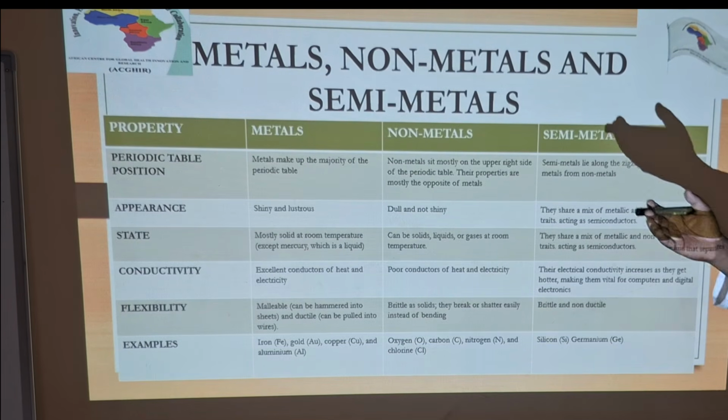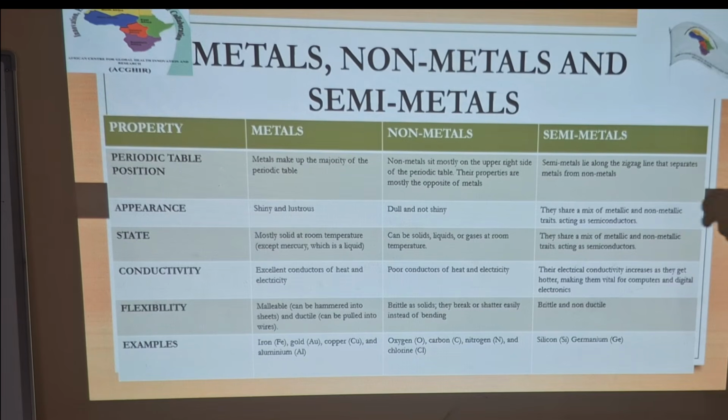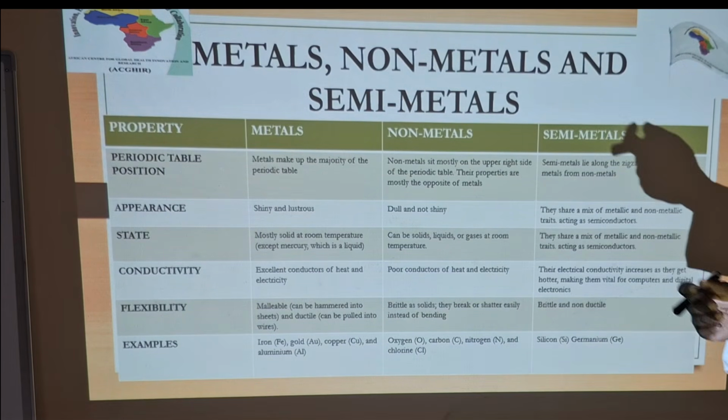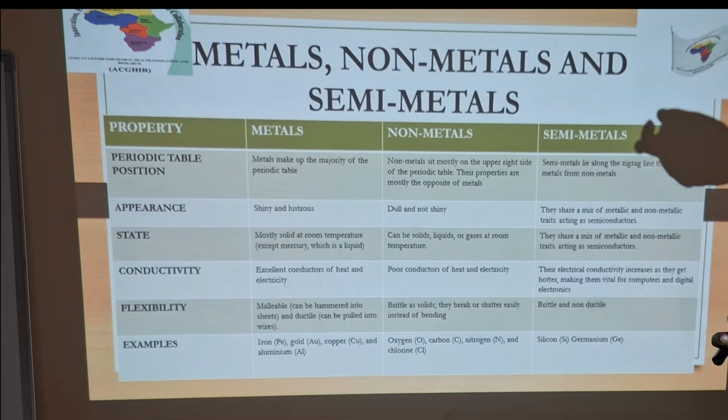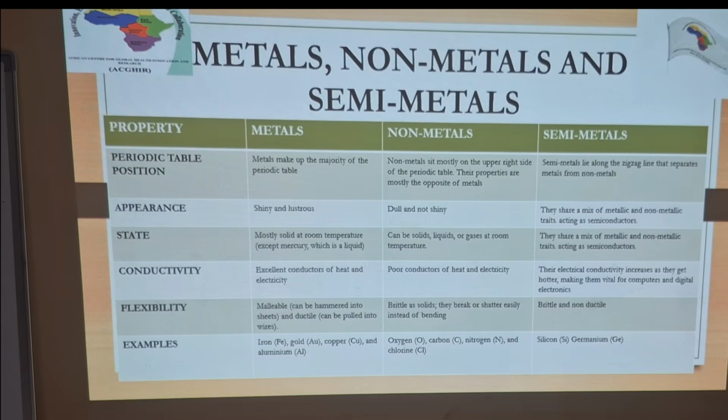Right. We look now at metals, nonmetals, and semi-metals. For a good comparison of this, we look at our periodic table. But for now, let us look for the comparison under the following headings or properties: periodic table, appearance, state, conductivity, flexibility, and the respective examples. Metals make up the majority of the periodic table, and they are shiny and lustrous.